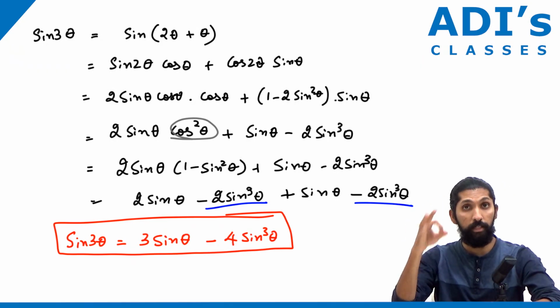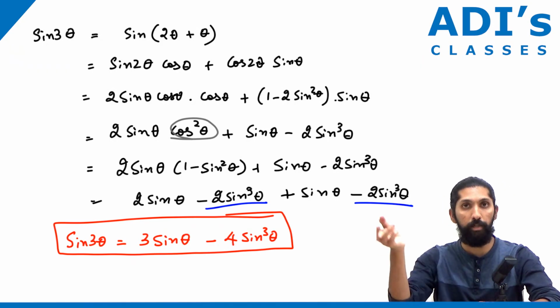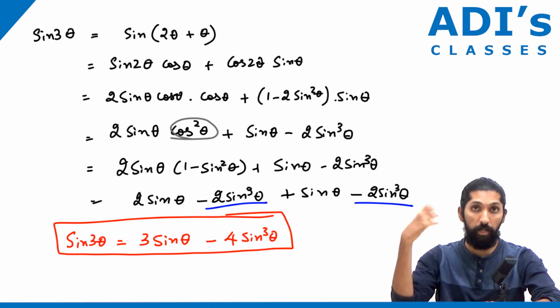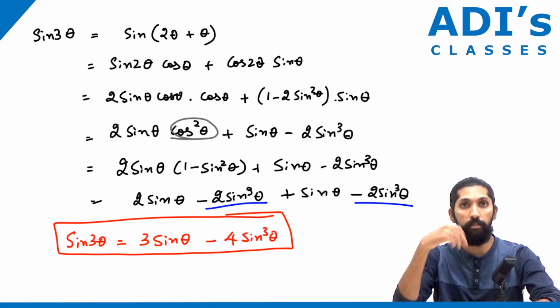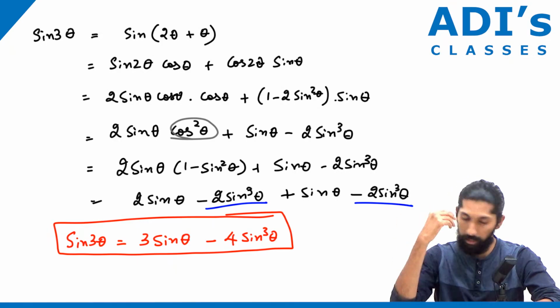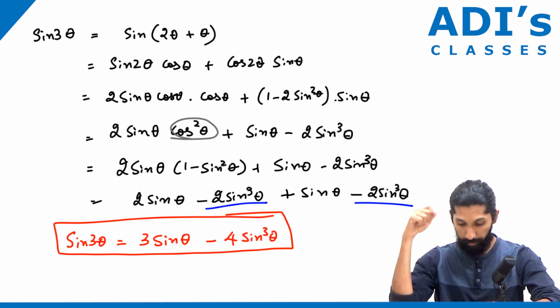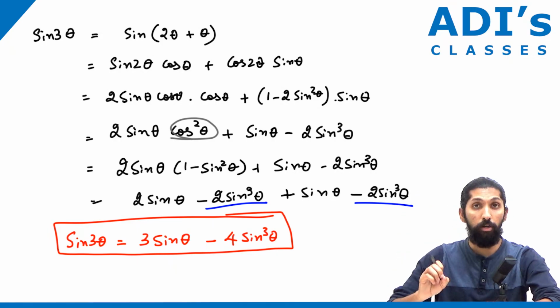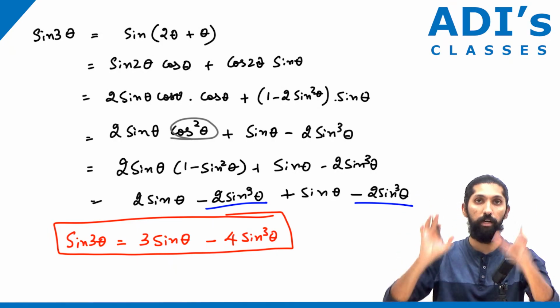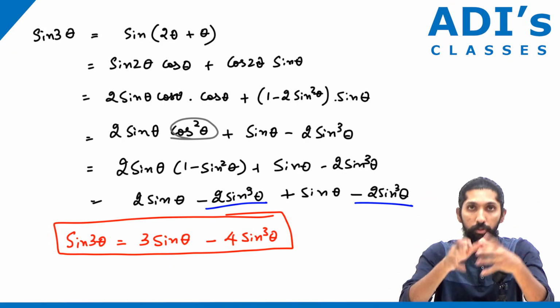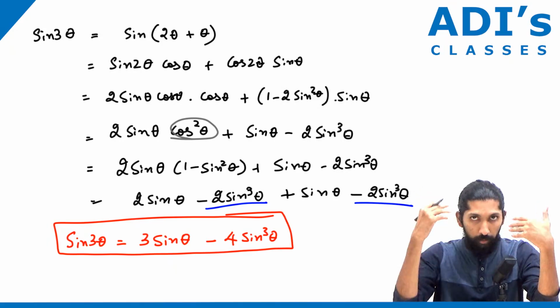This is for 3 theta, but again it's a multiple angle. Multiple in the sense 2 theta, 3 theta, 4, 5, it keeps on going. Fair enough? So this is one of it. Now the same thing we'll do for cos. Now I want you guys to do it. I hope all of you understood the logic.